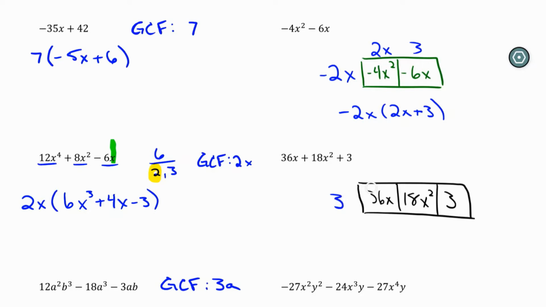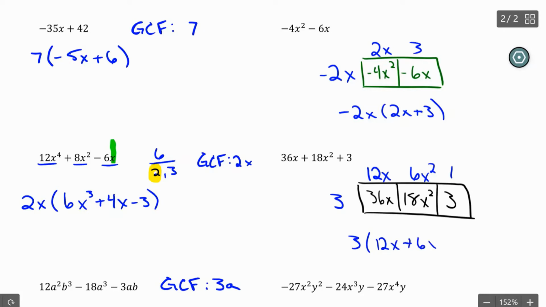What multiplies with 3 to get 36? Well, what's 36 divided by 3? It's 12. And I got to have an x on there. 18 divided by 3 gives me 6. Got to have those x's on there. And 3 divided by 3 gives me 1. So 3 on the outside is the greatest common factor. 12x plus 6x squared, because it's positive, plus 1.